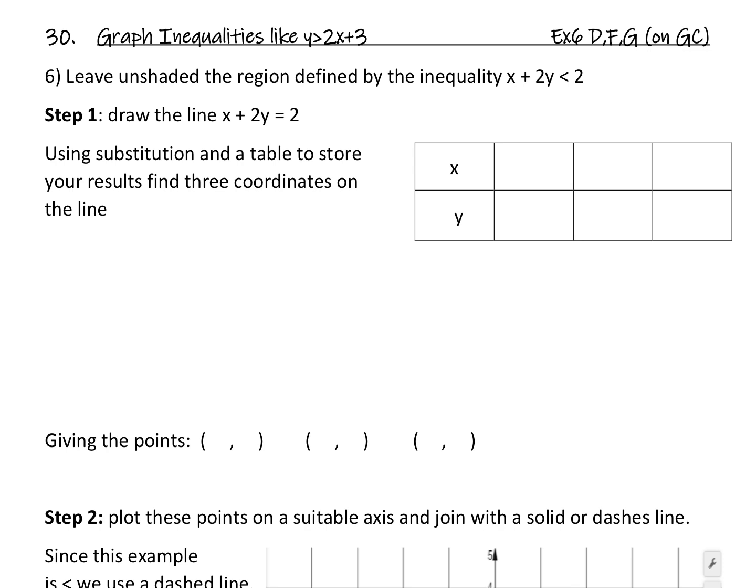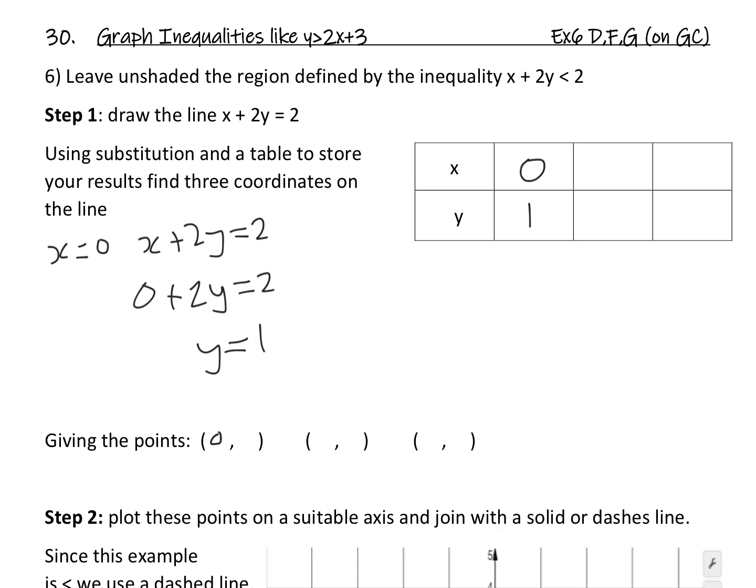Quite often you'd be used to using a table where x is 0, 1 and 2. We'll start off with 0 for now. If x is 0, we know the equation is x plus 2y equals 2. But if x is 0, that means 0 plus 2y equals 2, or 2y equals 2, y would have to be 1. So there's our first coordinate we could plot, 0, 1.